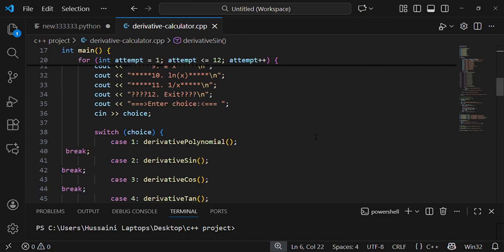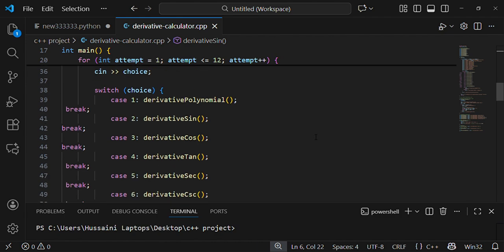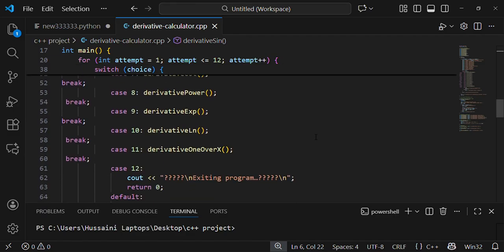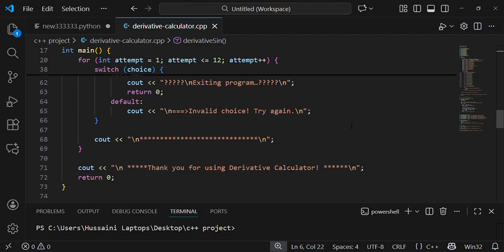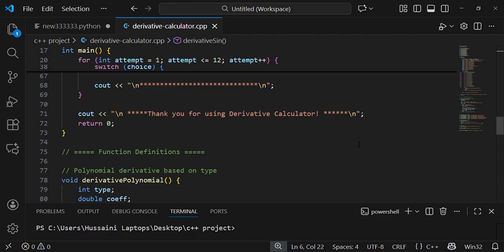So here I use 12 cases: case 1 for derivative polynomial, then break, case 2 for derivative sine, then break, case 3 for derivative cos, then break, case 4 for derivative tan, break, and it continues after case 12 that exits the program, then return 0. For the default statement I set that cout invalid choice, try again. Okay, now here I cout that thank you for using derivative calculator.